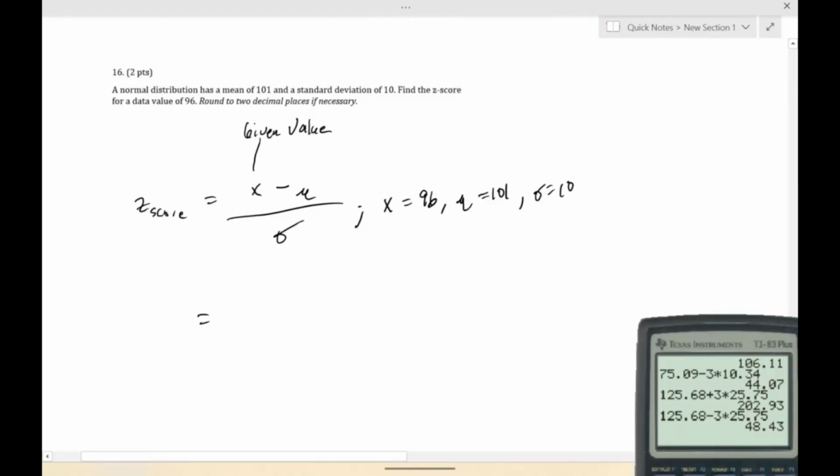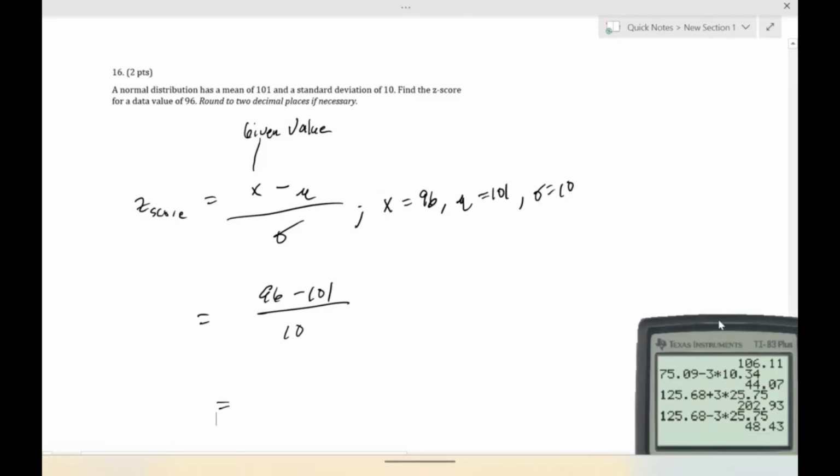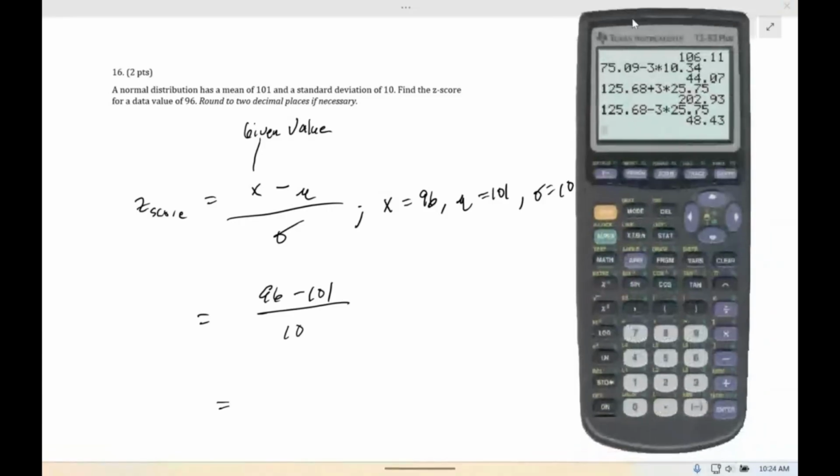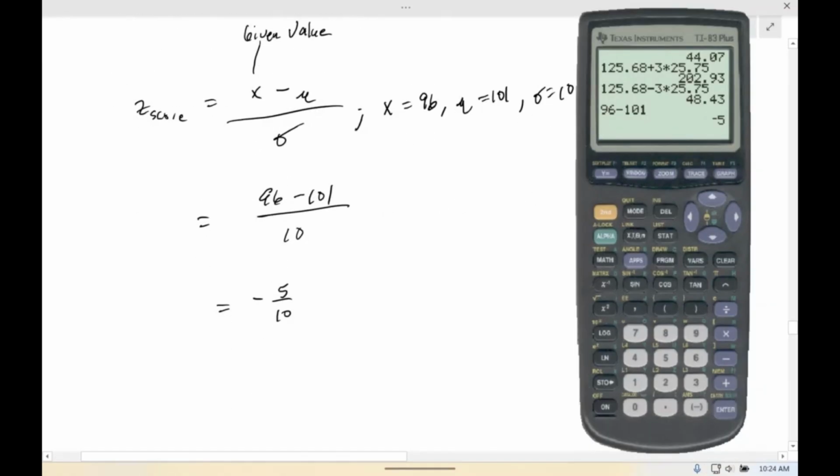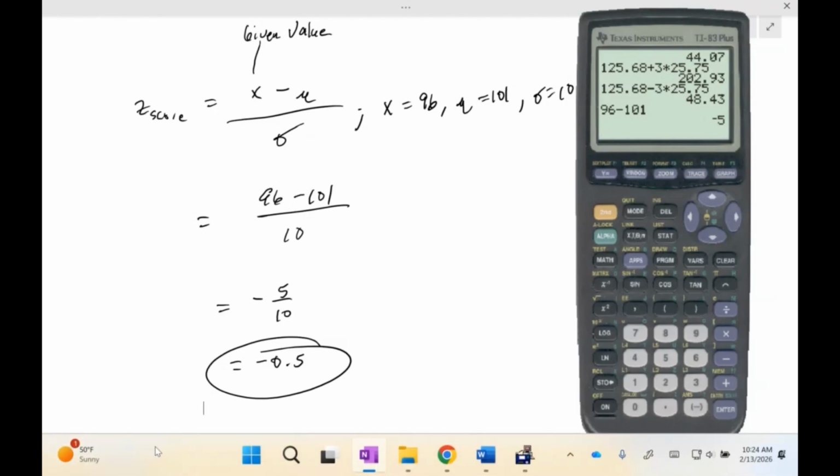So I'm going to put all these things together in that z-score formula. So we have 96 minus 101 divided by 10. So you want to keep your signs as well. 96 minus 101. That's going to give us a negative value of 5. And negative 5 over 10 is negative 0.5. So a data value of 96 has a z-score of, in this case, negative 0.5.